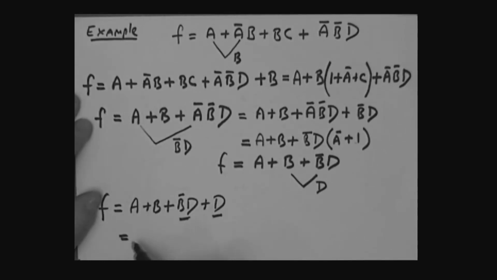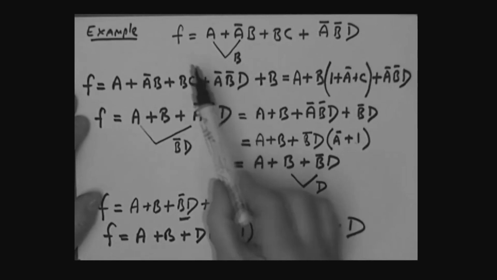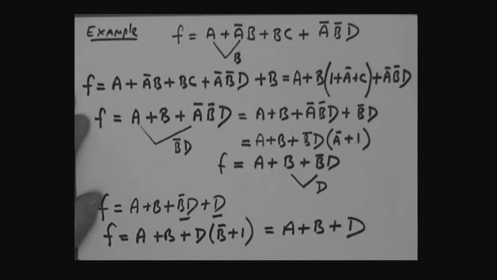So I could show that that's equal to A or B or, factoring out the D, what am I left with? I'm left with B bar or 1. Once again, 1 or anything is just 1, and so the function is A or B or D. So consensus allowed me to take something fairly complicated, fairly involved, and minimize it to what we have here, A or B or D. Consensus is actually a very powerful theorem.